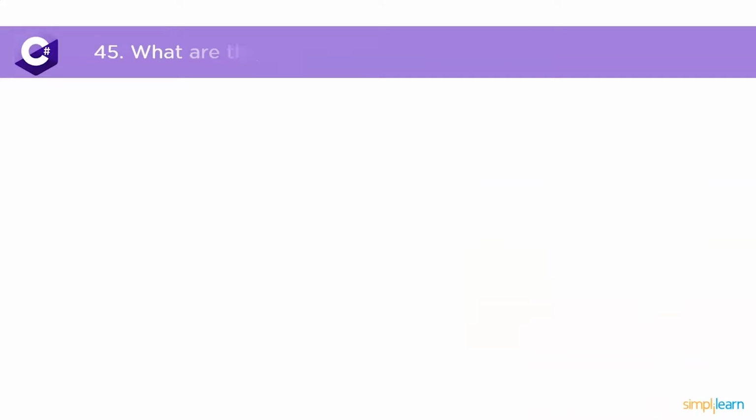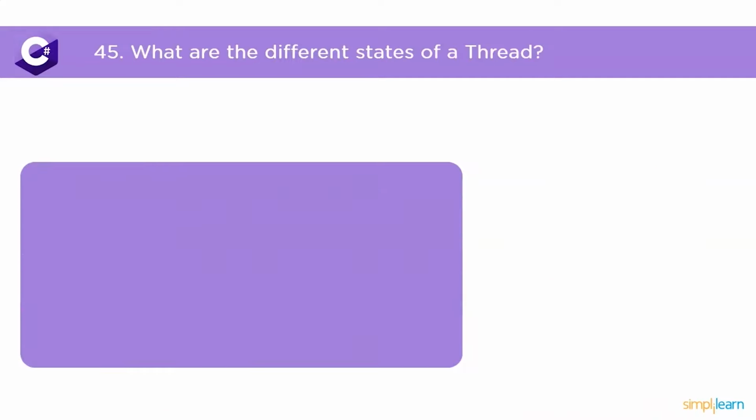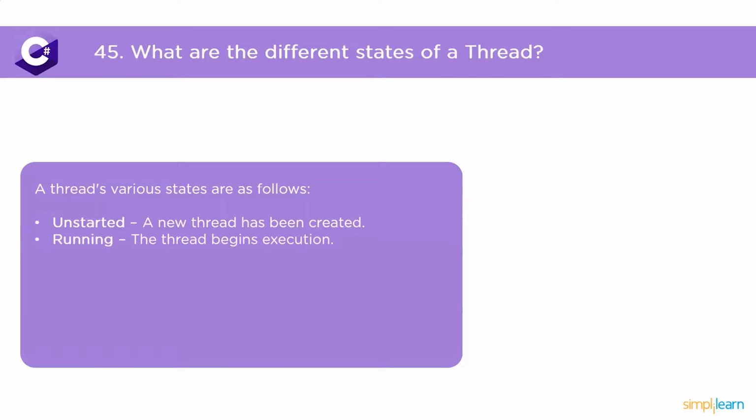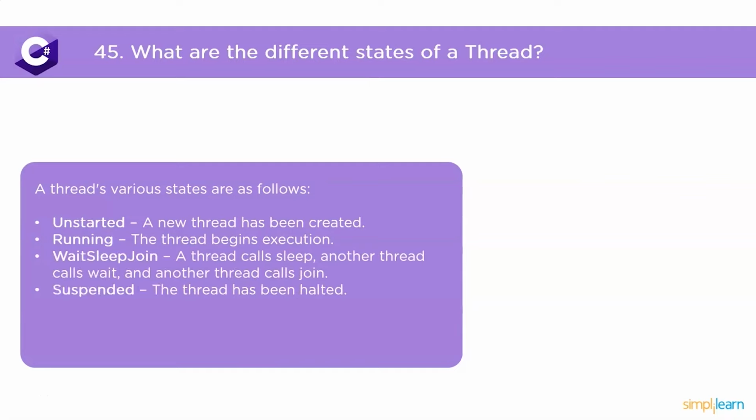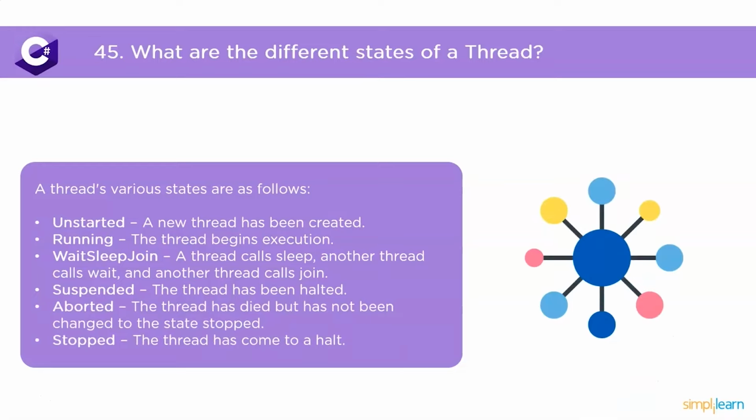On the next question, we have, what are the different states of a thread? So the different states of a thread are the unstarted state, which means a thread has been created. Next we have the running state, which means that the thread begins execution. Wait, sleep, join is the third state, in which a thread calls sleep, another thread calls wait, and another thread calls join. Next we have the suspended state. The thread has been halted. Aborted is the next state, in which the thread has died but not been changed to the stopped state. Last, we have the stopped state, which means that the thread has come to a halt.